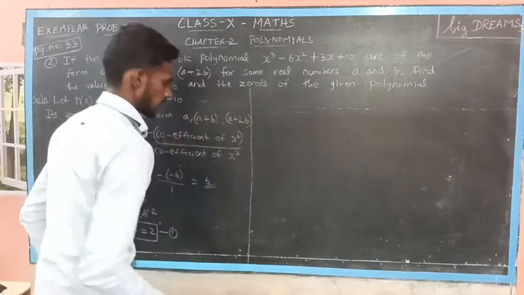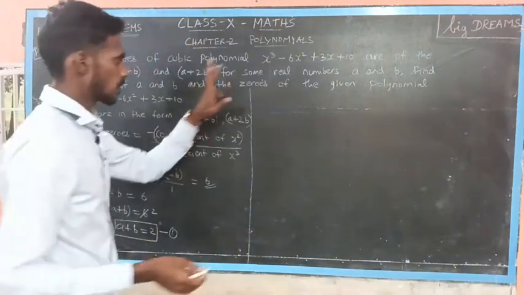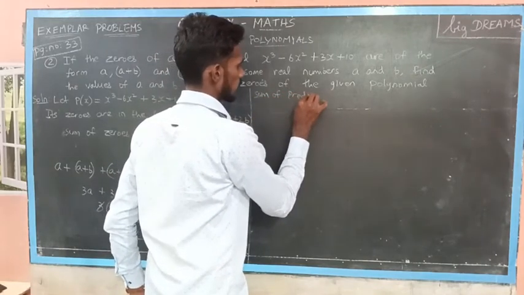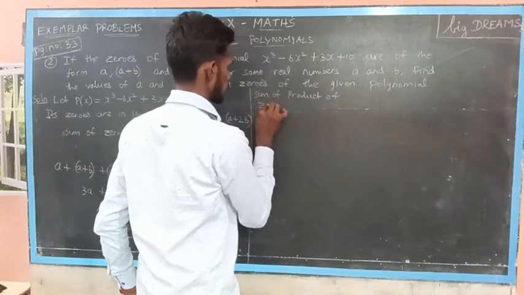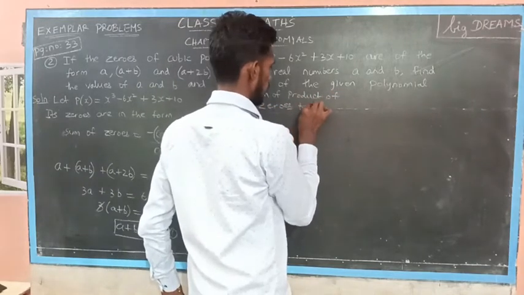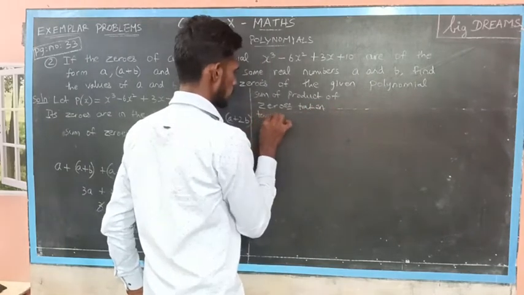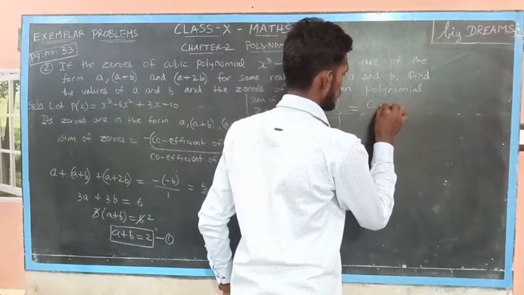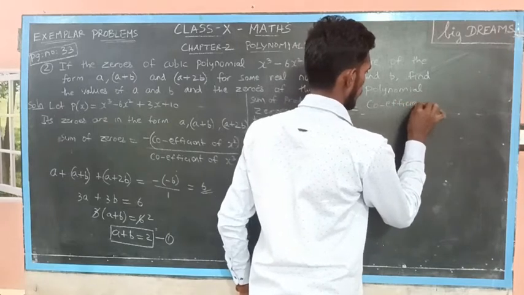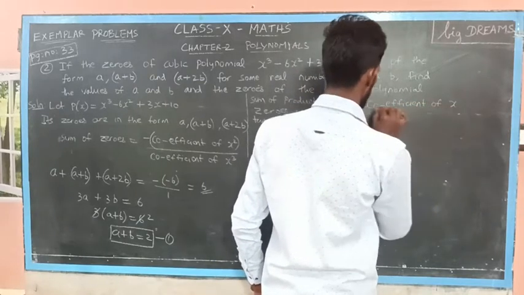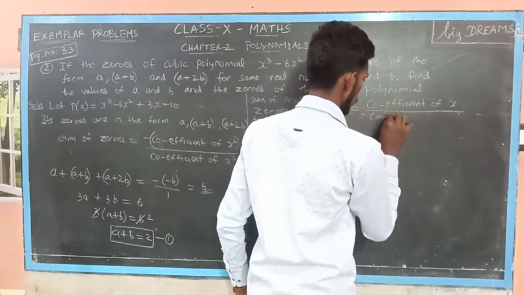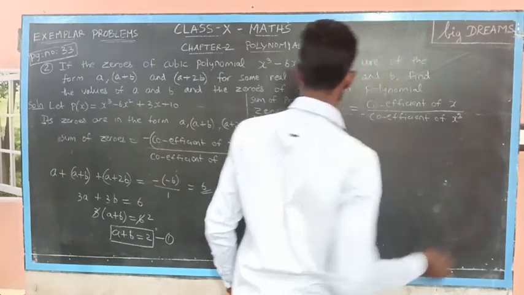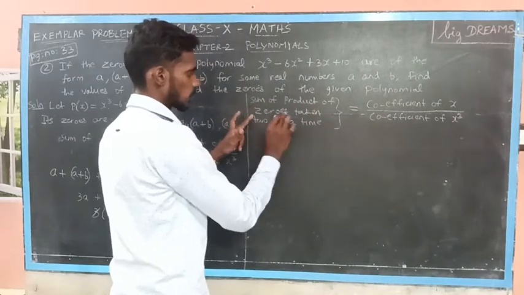Then, the another relationship between the zeros and the coefficients of a cubic polynomial is the sum of product of zeros taken 2 at a time is equal to coefficient of x term divided by coefficient of x cube.